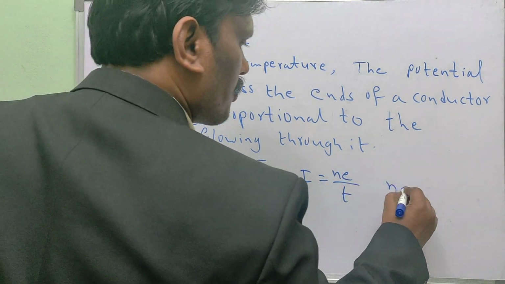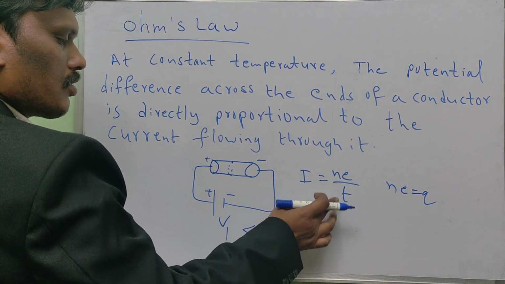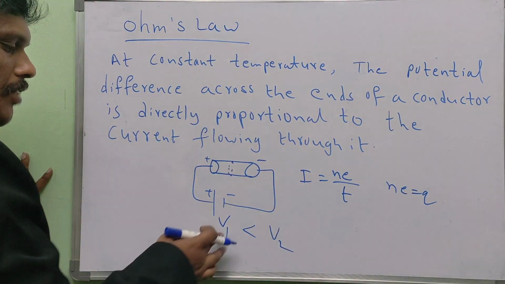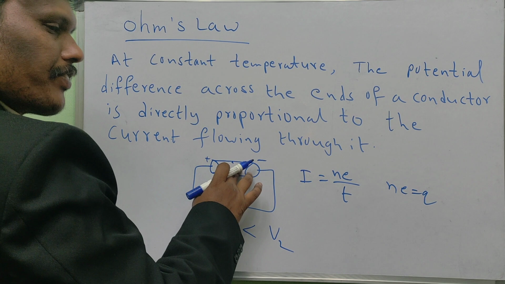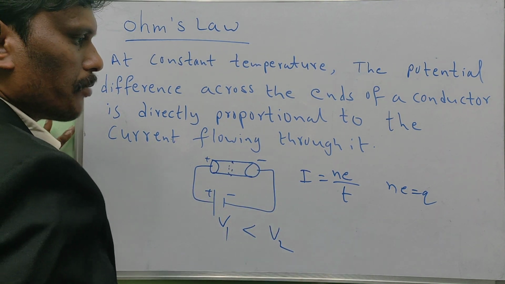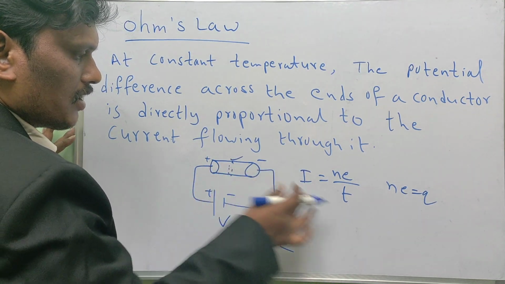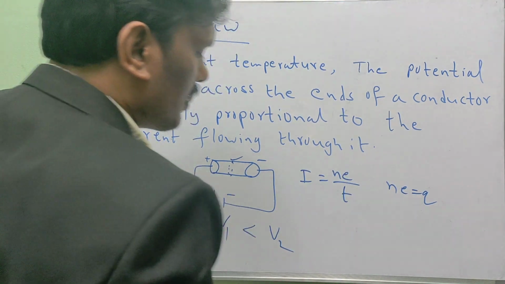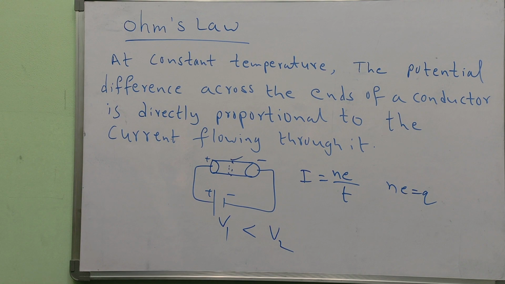Ne means Q. If Ne increases, it means the number of electrons passing through this cross-sectional area in 1 second increases. If I increase the potential, electric field strength increases. If the electric field strength increases, the force acting on the electron will increase. Because of that, the number of electrons passing through the considered cross-sectional area in 1 second increases. Then we call it current increases. Why? Because the numerator increases, so current increases. That is the meaning of current increases.